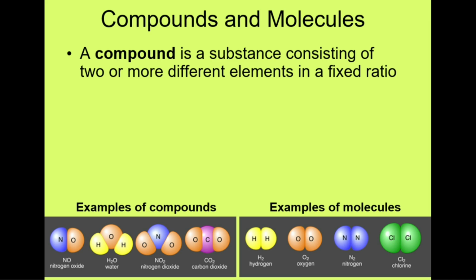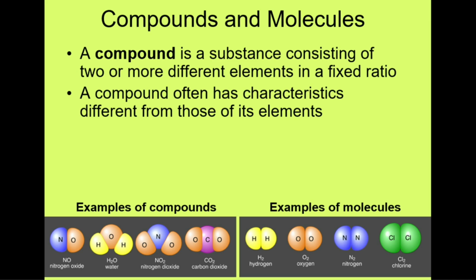A classic example would be water, made up of oxygen and hydrogen, and carbon dioxide, which is made up of carbon and oxygen in a fixed ratio of 2:1, 2 oxygens to 1 carbon. So we get the two different elements, and we get the fixed ratio also. And again, just to recap, a compound will often have different characteristics from those of its elements.